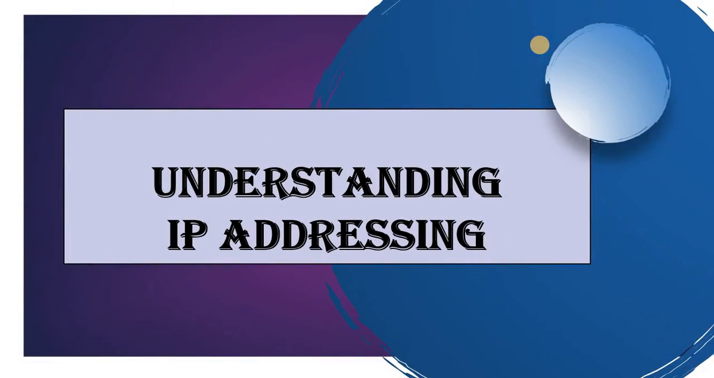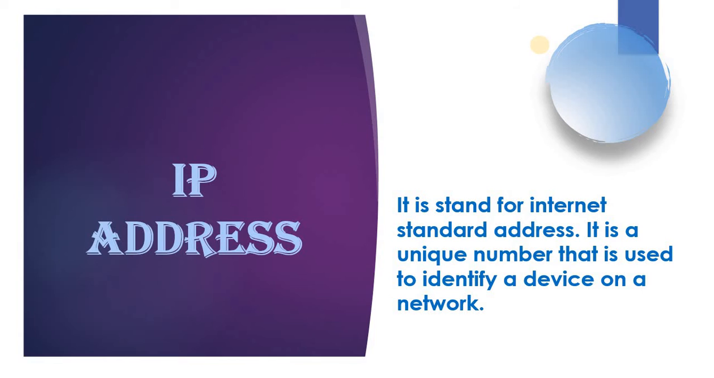Now we will understand what IP addressing is and how it works. IP address stands for Internet Protocol address. It is a unique number that is used to identify a device on the network. Okay, it behaves like a unique ID, just like your CNIC number. This is unique and you can be identified with this number. Similarly, on the internet, if you want to identify which device is connected to the internet, we have a special unique address, and that address or number is known as an IP address.